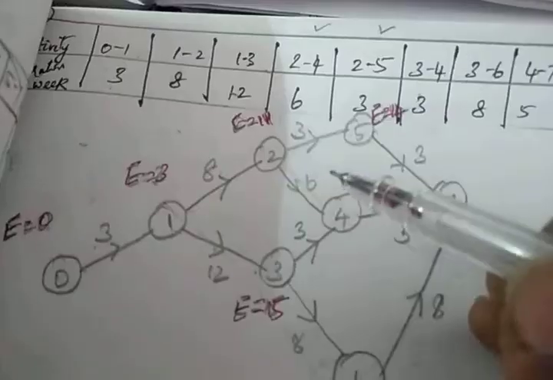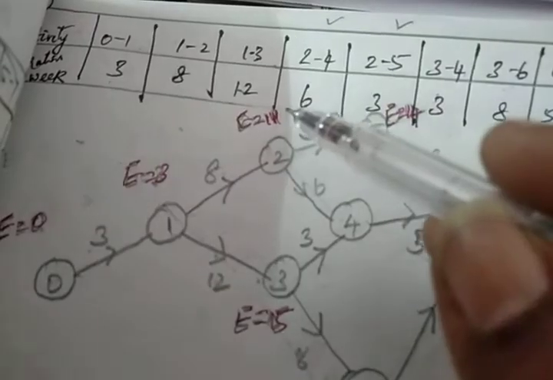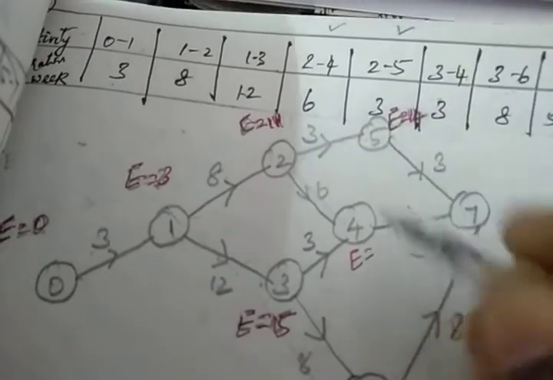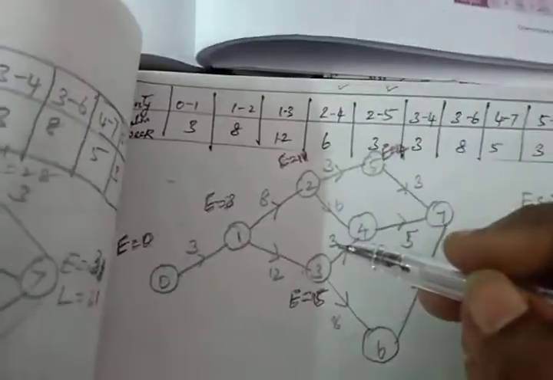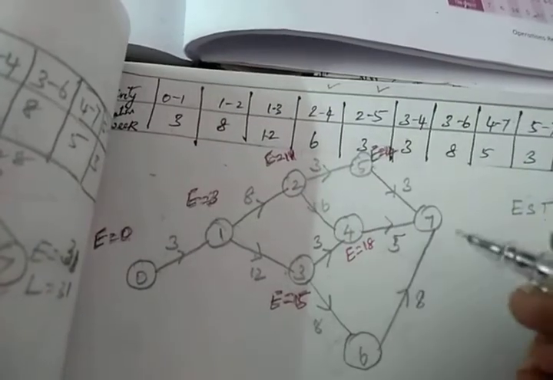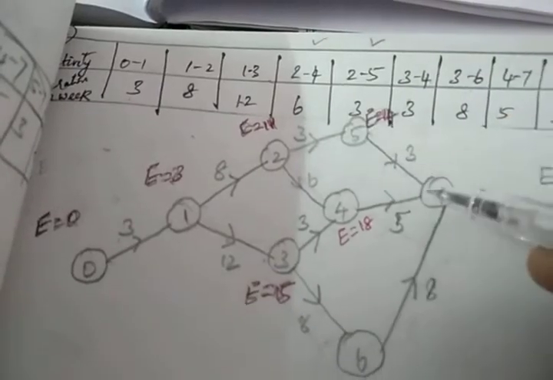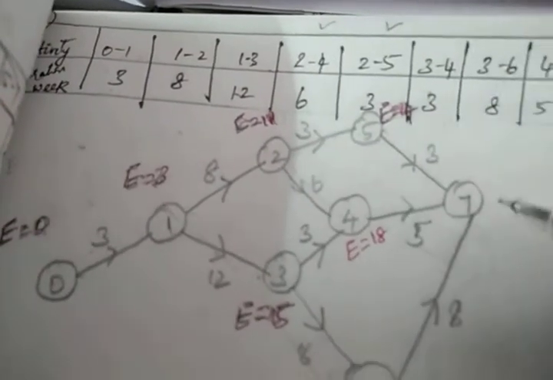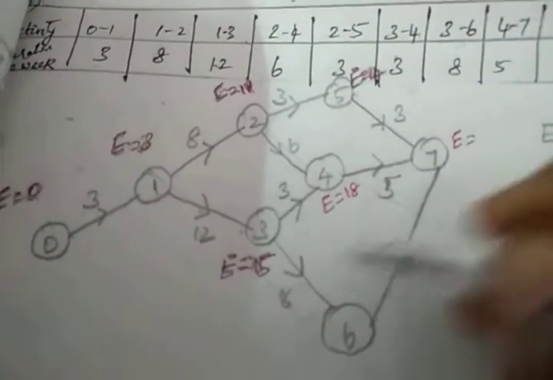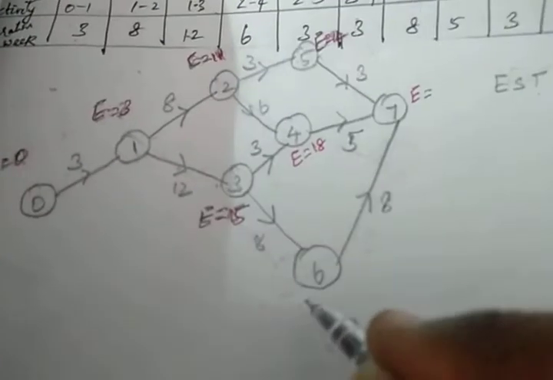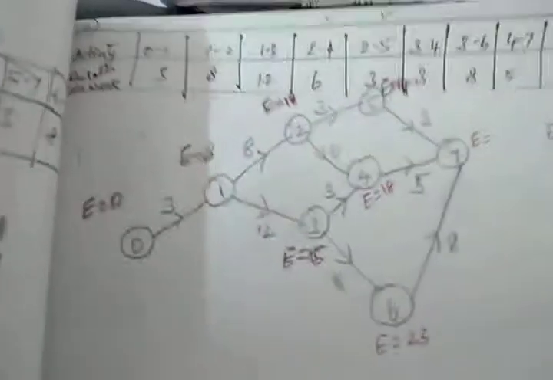Next 2 to 4. For 2 to 4, two activities are coming inside. So whichever is the bigger after adding, you have to write it here. 11 plus 6 it is 17. 15 plus 3 it is 18. So whichever is greater, 18 is greater, you have to write 18. Now for the 6th node, 15 plus 8, you will get 23.